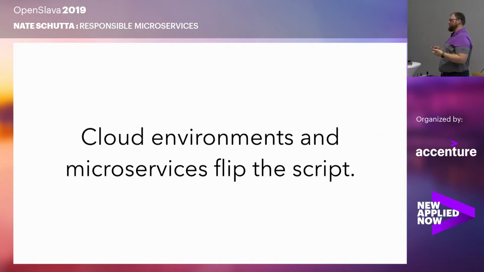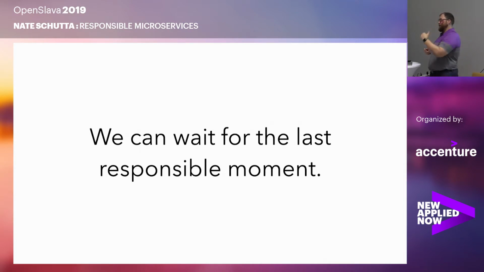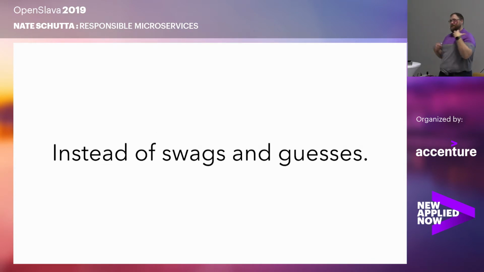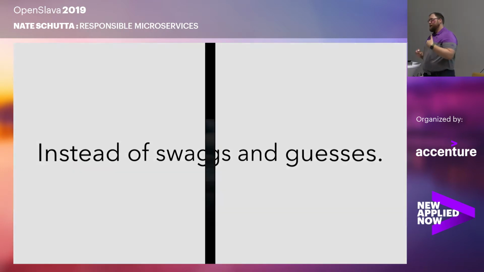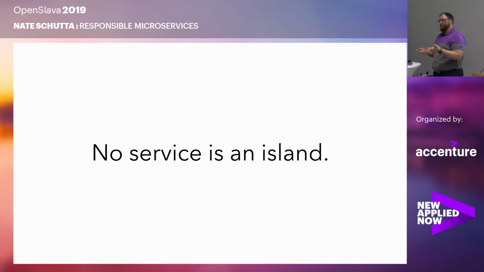Microservices and cloud environments flip the script because I can add or remove capacity as necessary. I can wait for the last responsible moment as opposed to having to guess and hope. We need to think about failure isolation. You get into a microservice ecosystem and all of a sudden you realize my one microservice doesn't in fact solve all problems. Shocking. Who could have predicted this?